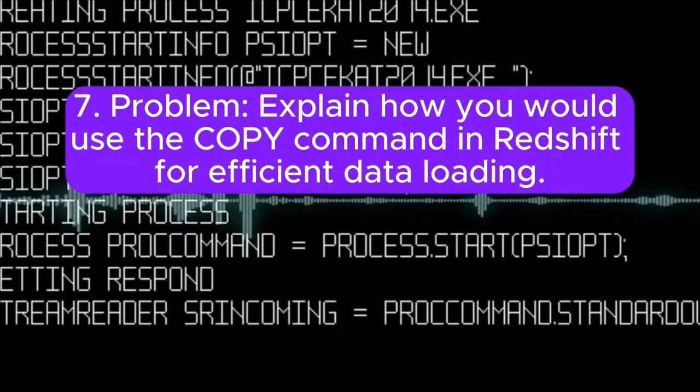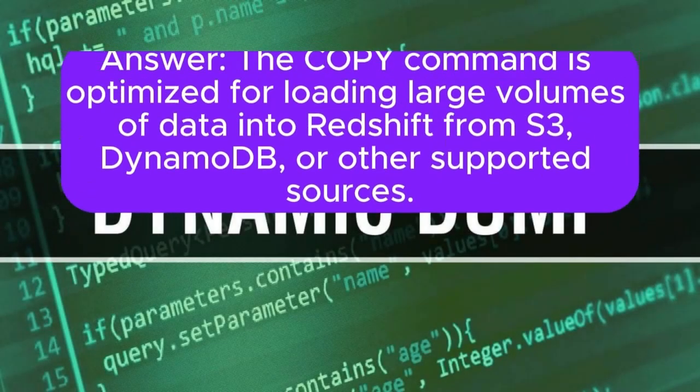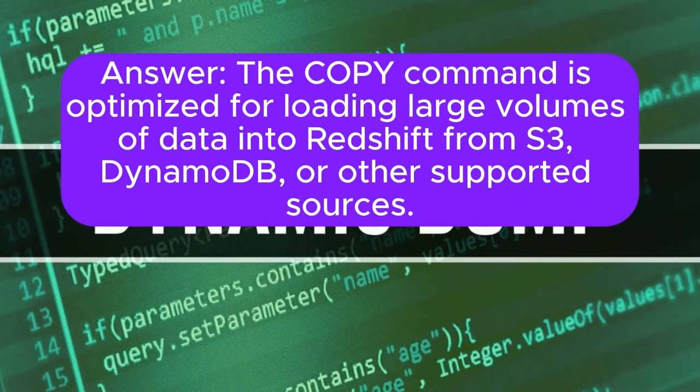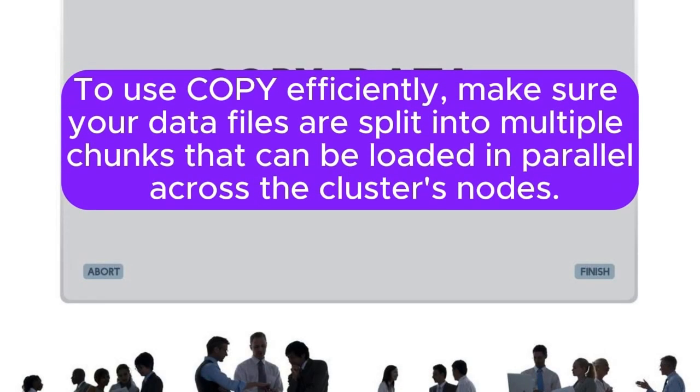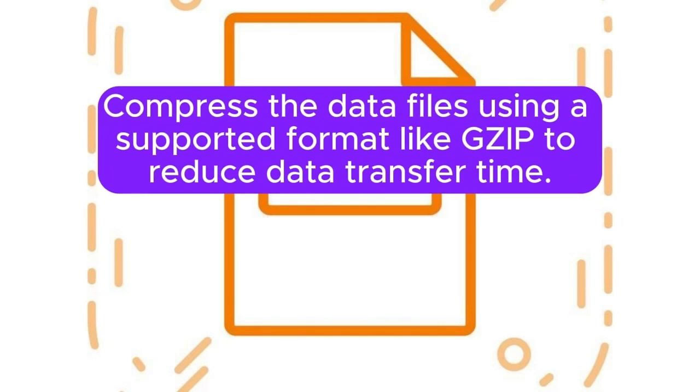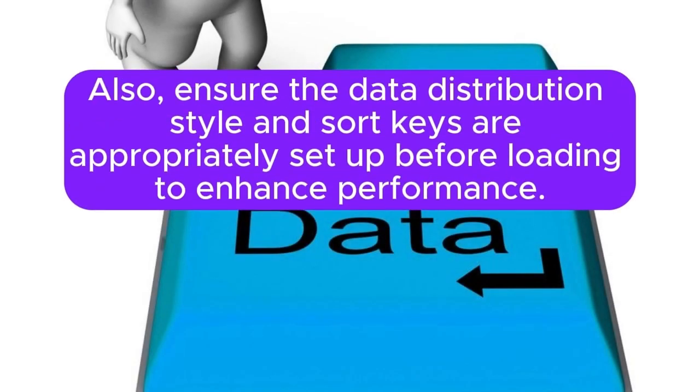7. Problem. Explain how you would use the COPY command in Redshift for efficient data loading. Answer. The COPY command is optimized for loading large volumes of data into Redshift from S3, DynamoDB, or other supported sources. To use COPY efficiently, make sure your data files are split into multiple chunks that can be loaded in parallel across the cluster's nodes. Compress the data files using a supported format like gzip to reduce data transfer time. Also, ensure the data distribution style and sort keys are appropriately set up before loading to enhance performance.